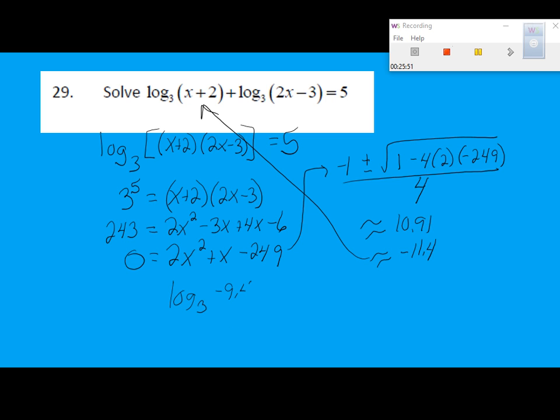And that can't happen, because it would mean 3 to some power equals negative 9.4. So even though it looks like there's two solutions, there's my only solution. So this one's an extraneous solution. So be careful of those.